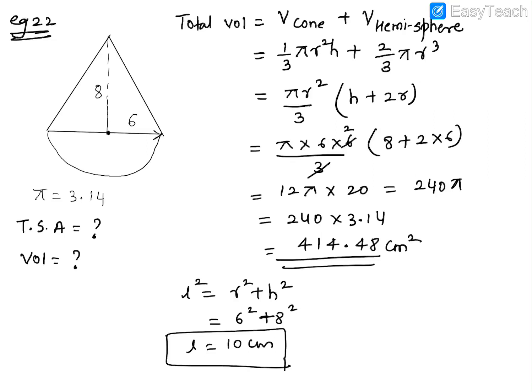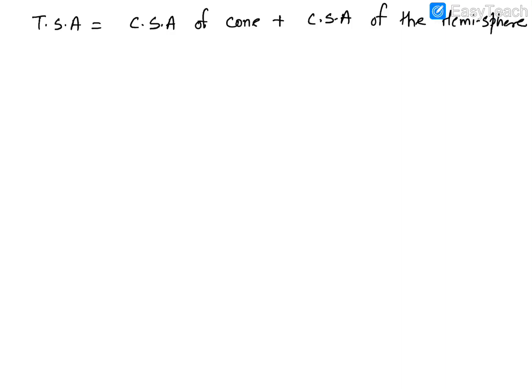The TSA. So now for finding the TSA, for finding the total surface area, it is going to be curved surface area of the cone plus curved surface area of the hemisphere. So remember, whenever you're finding total surface area, it does not mean that you just add whatever formulas you have by-hearted, put them over here.